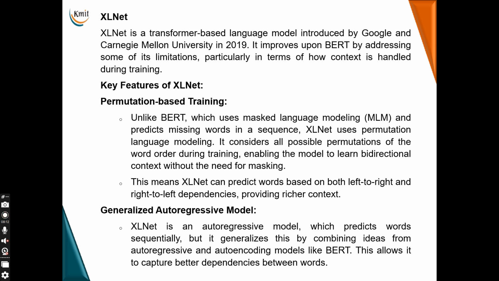Generalized autoregressive model. XLNet is an autoregressive model which can predict the words sequentially, and it can also generalize the prediction by combining autoregressive as well as auto encoding models which are used in BERT. So it can help the model to understand various dependencies in a better way.